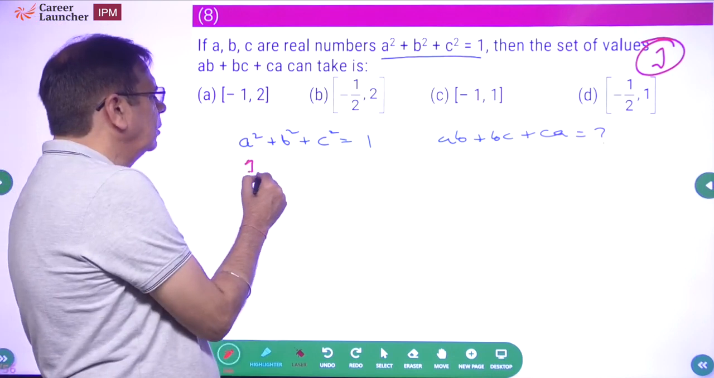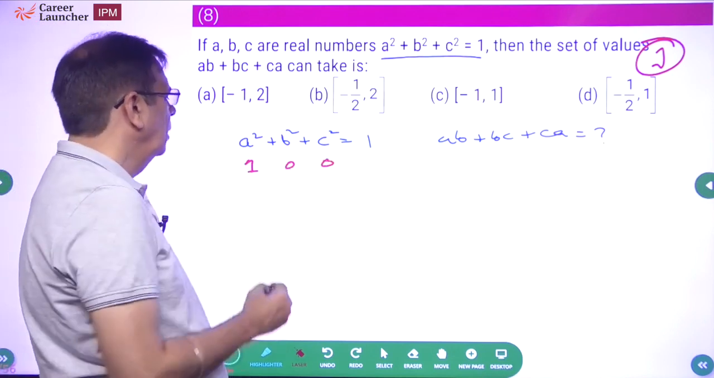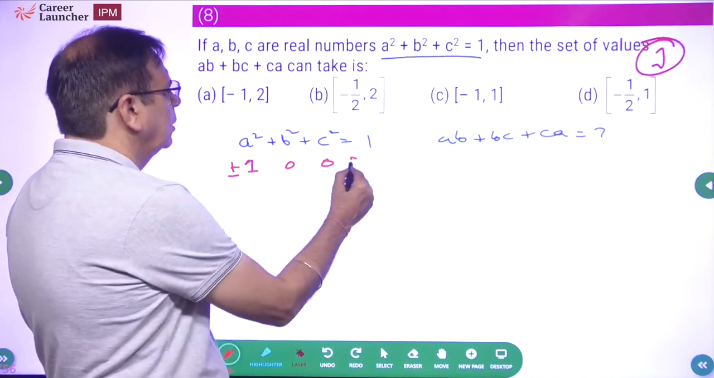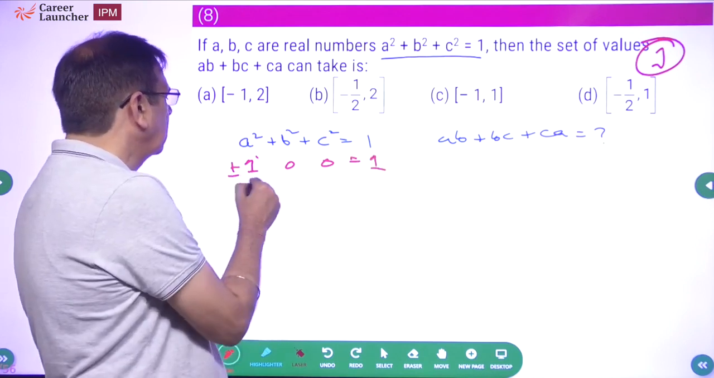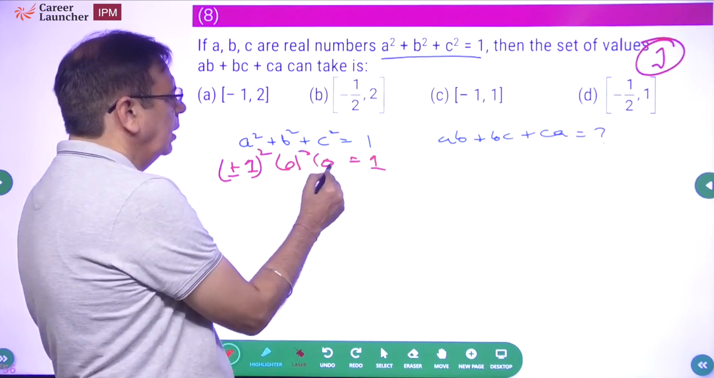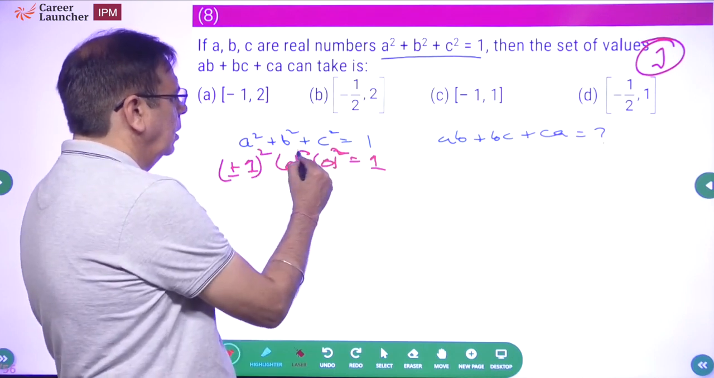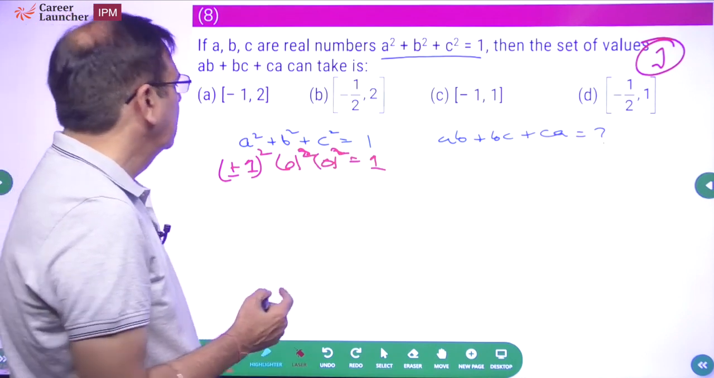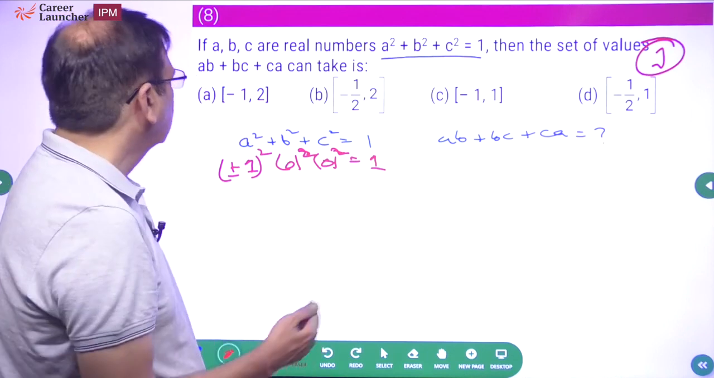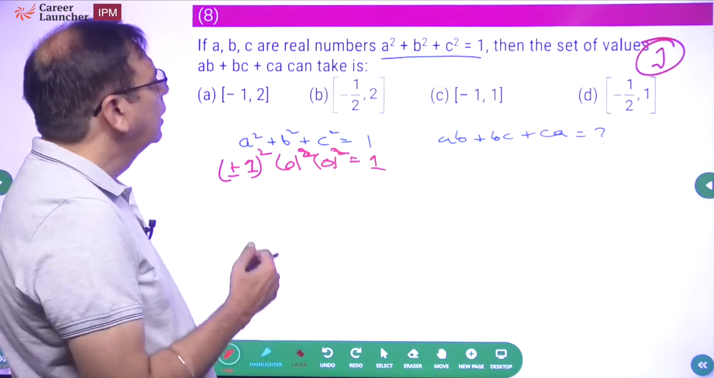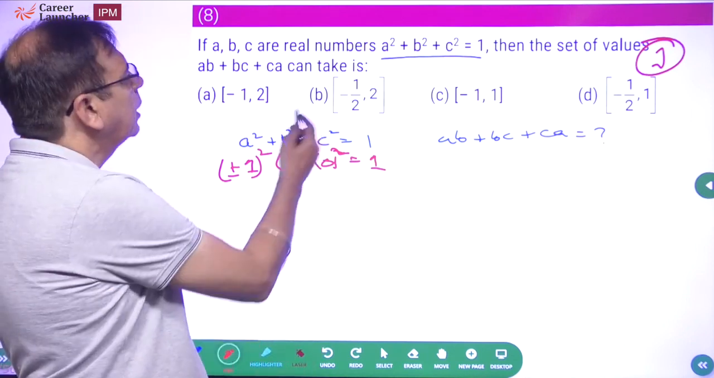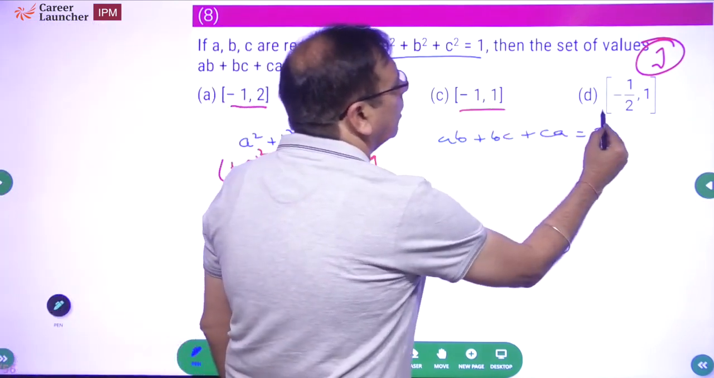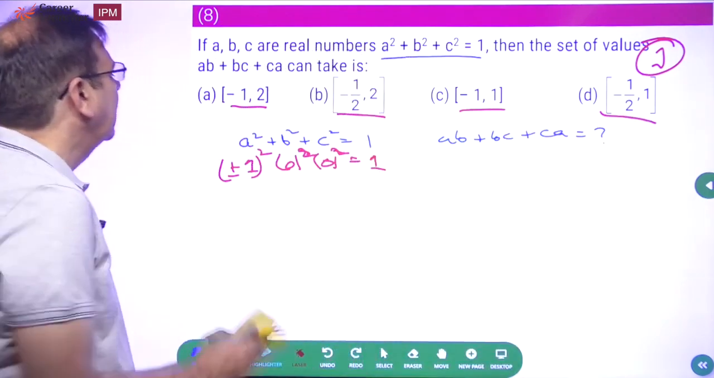What if A is equal to 1? Or A could be minus 1 also. So A could be plus 1 or minus 1. This is going to be 1 square, 0 square and 0 square. So what will be the value of AB plus BC plus CA? It is going to be 0. So 0 should definitely be a part of your answer. Does it help you that 0 is part of your answer? 0 is available here, here, here, and here. Does not help us at all.